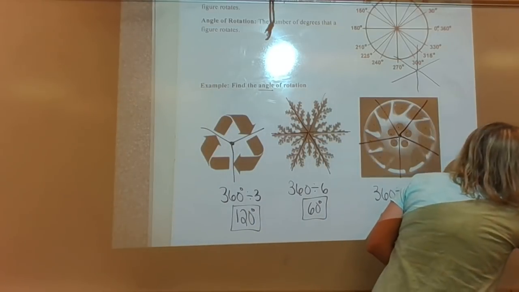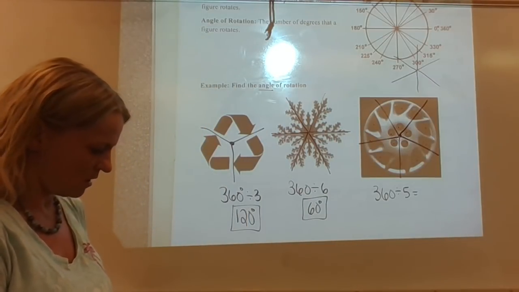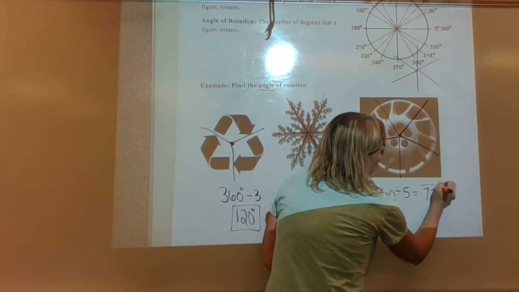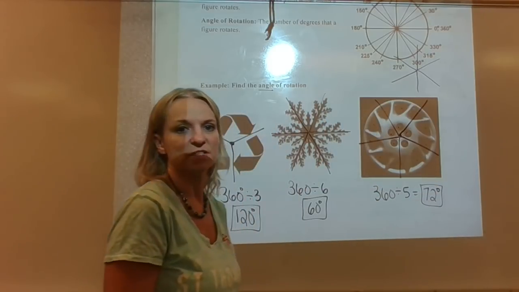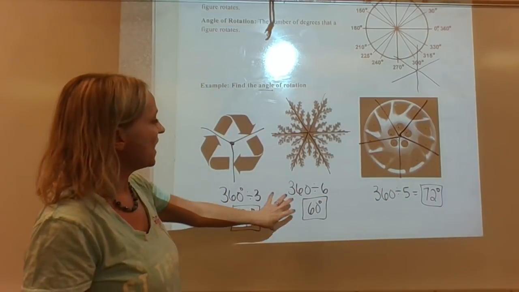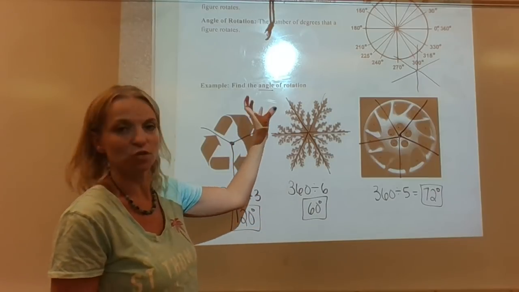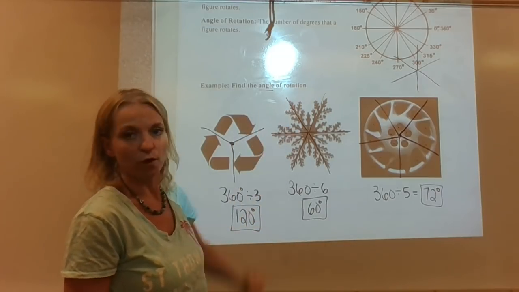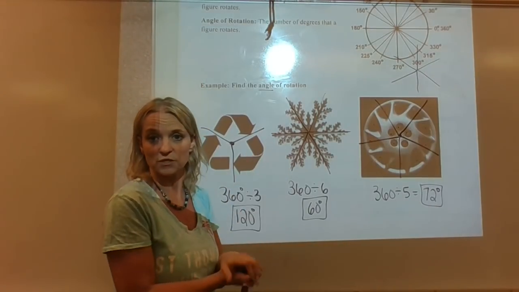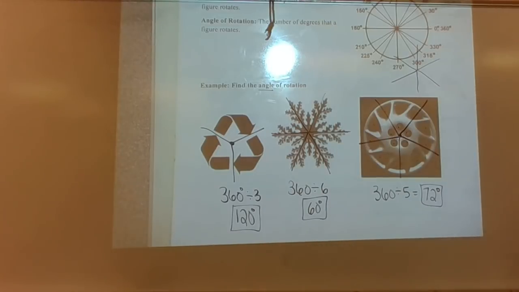symmetry that would be. So 360 divided by 5, that would be 72 degrees. Okay, so that's how many degrees it is from one section to the next. All right, so that's finding rotational symmetry within an object, how many degrees it takes to go from one position to another and look identical. Okay, we can also take an object and rotate it to a new position, and that's what we're going to see on the next page. So go ahead and turn the page in your notes.